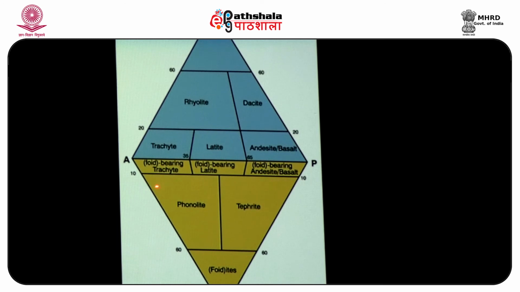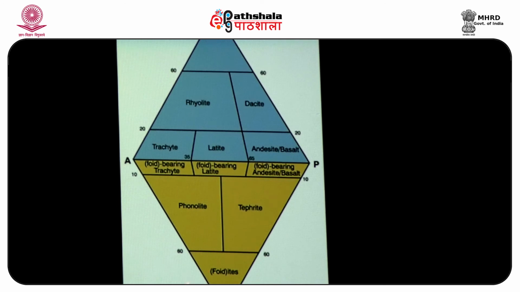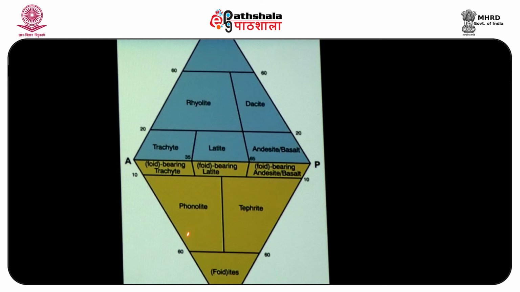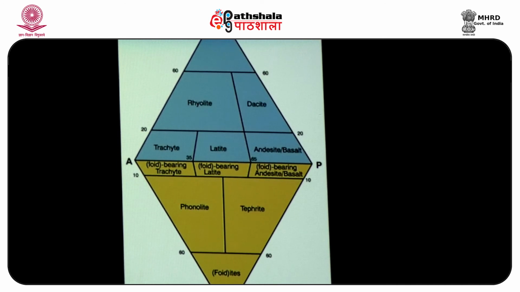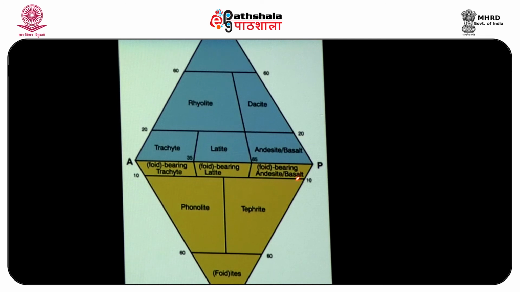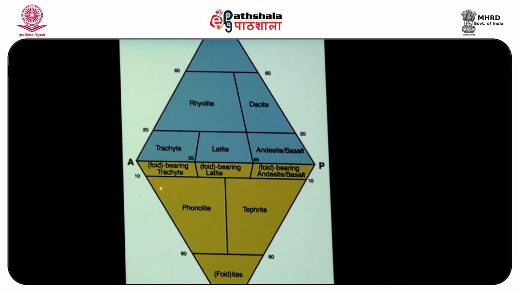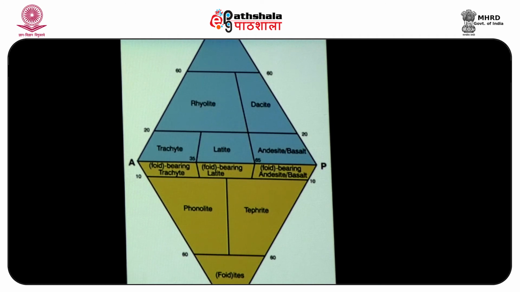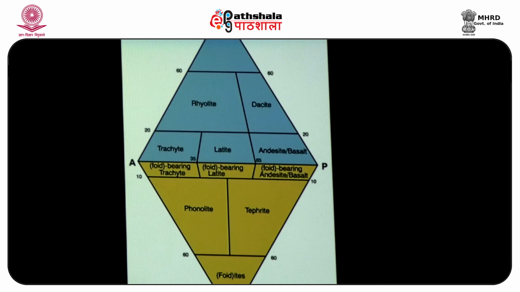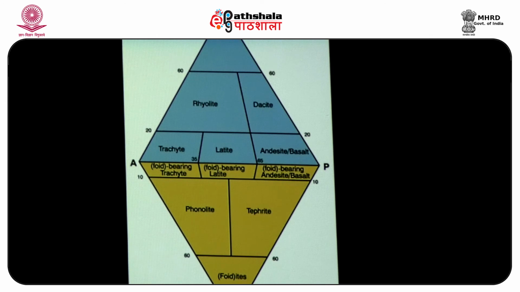This side is again undersaturated rocks, which are again volcanic rocks, where you have very, very fine grained rocks. So, what we get here is phonolite, tephrite, void bearing andesite, void bearing latite and void bearing trachyte. So, this is the IUGS, or International Union of Geological Sciences, classification given based on the mineralogy.